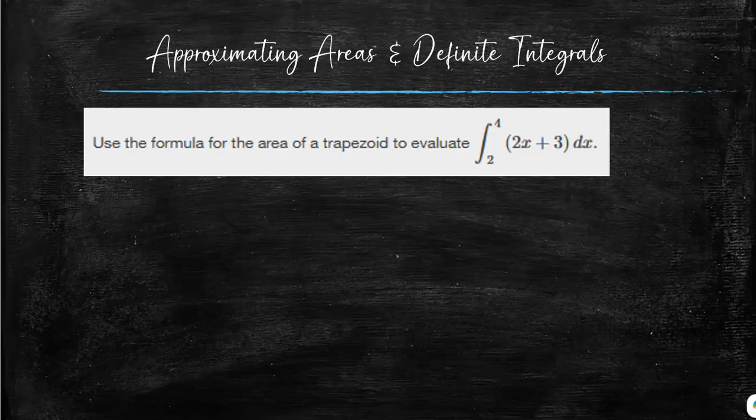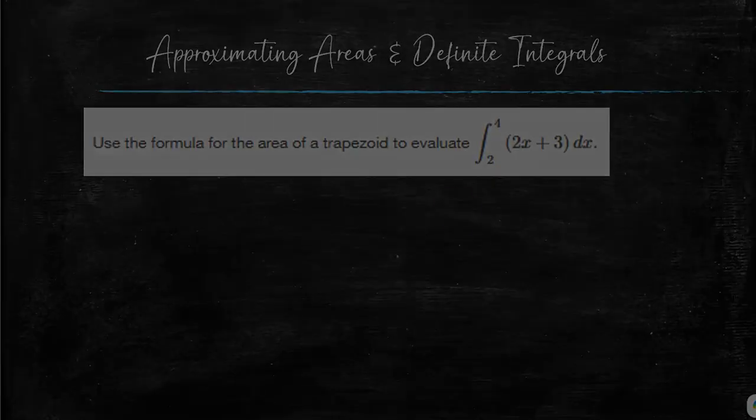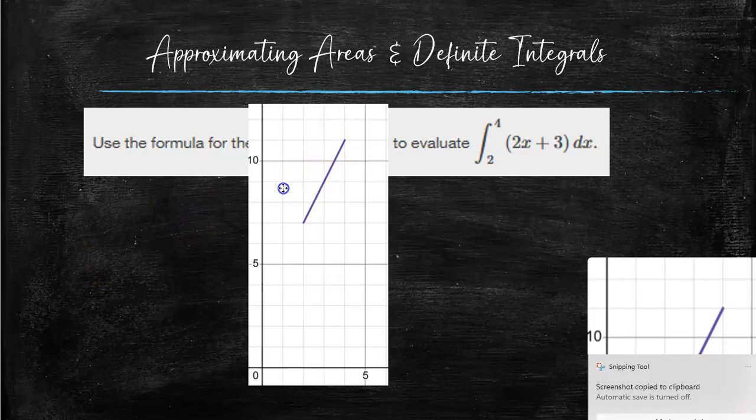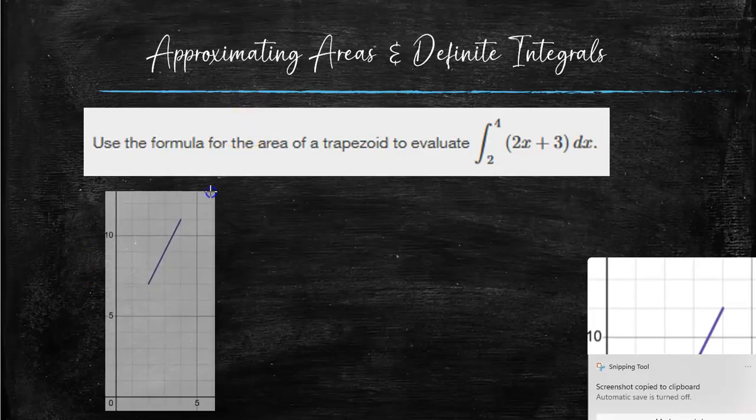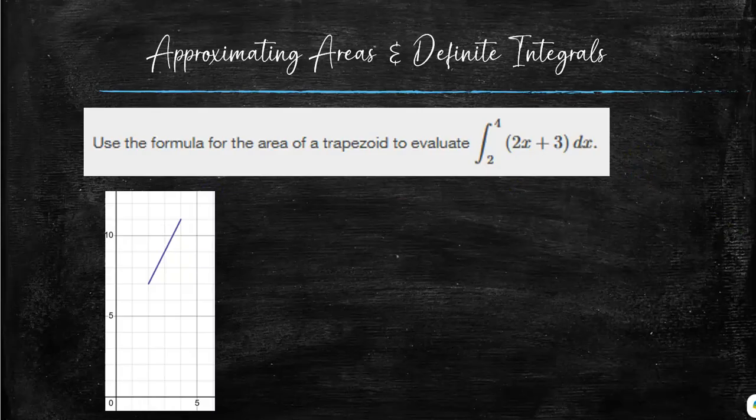Huh, I don't know. But here's the graph of the function. And to find this area, you simply have to use some geometry. So you have to look for the area of this trapezoid, and just so you know, the area of a trapezoid is equal to (a plus b) over 2 times h.